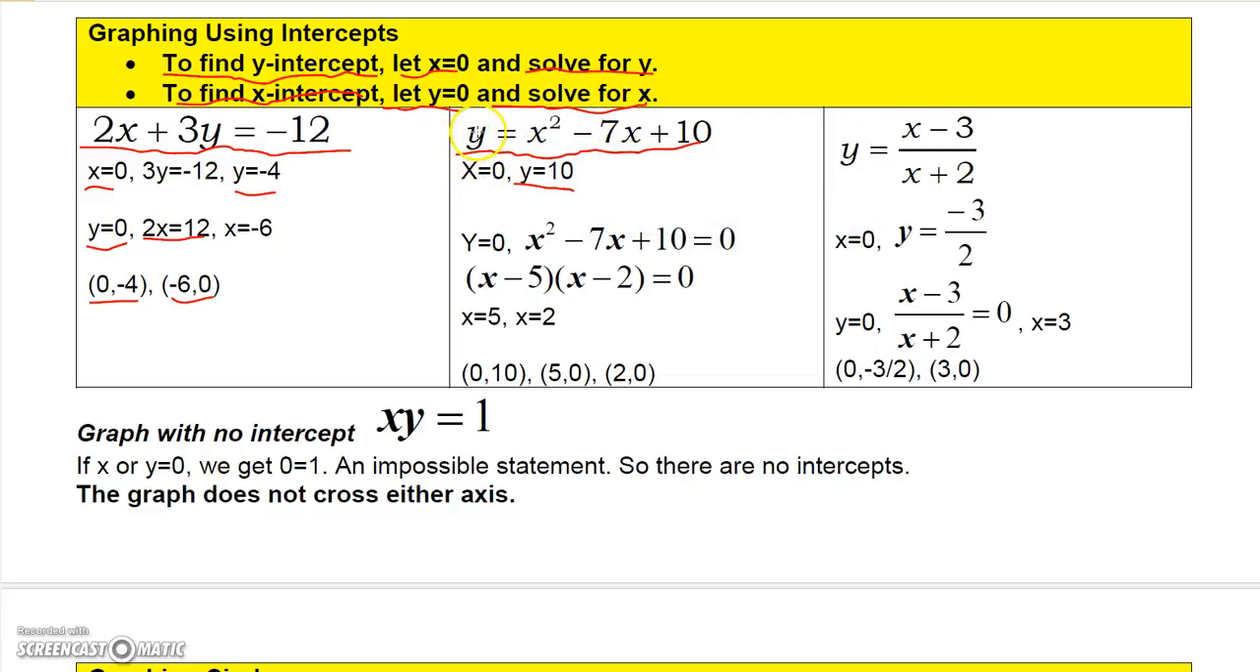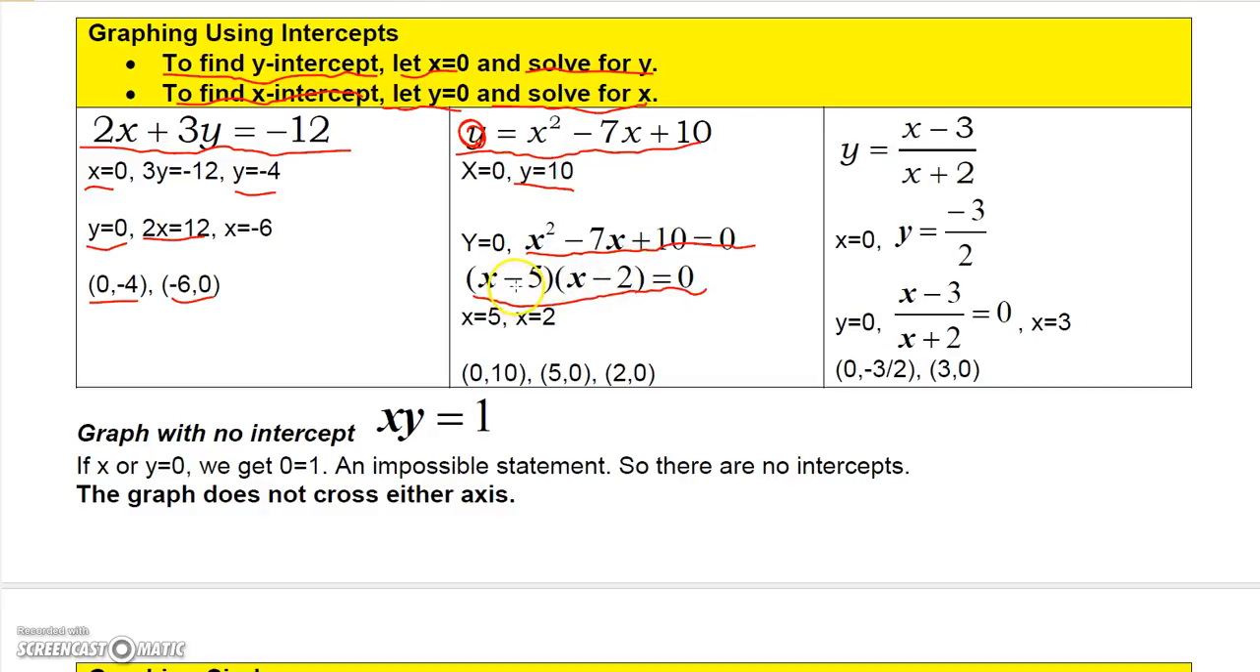So (0, 10) is the y-intercept. Now if we let y equal 0, we get 0 equals all of this, but let's just turn it around and say all of that equals 0. Well, this factors. Fortunately, it does factor. If it doesn't factor, you have to use the quadratic formula to find the roots. But it factors into (x minus 5)(x minus 2).